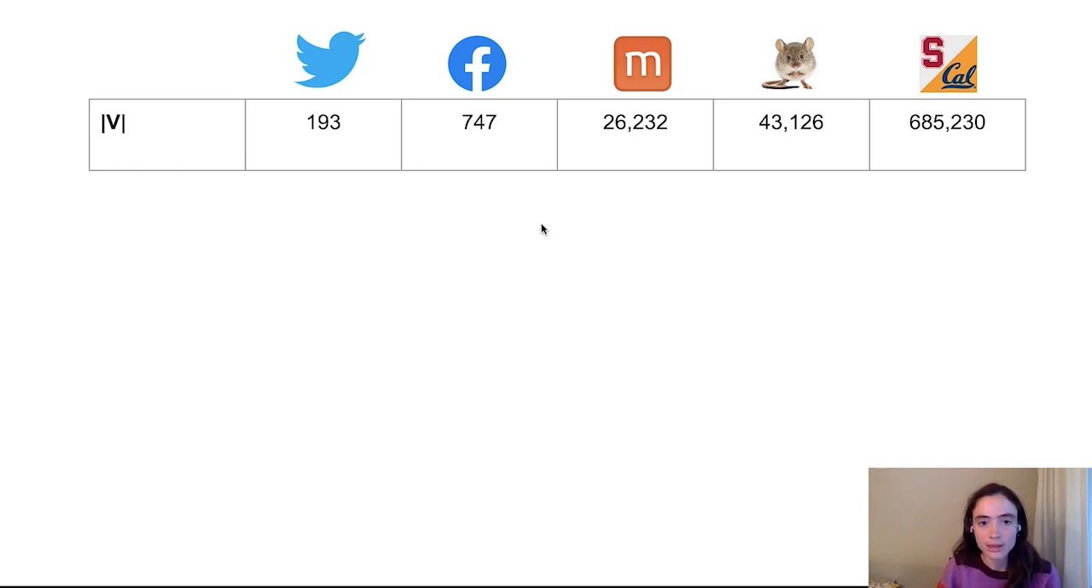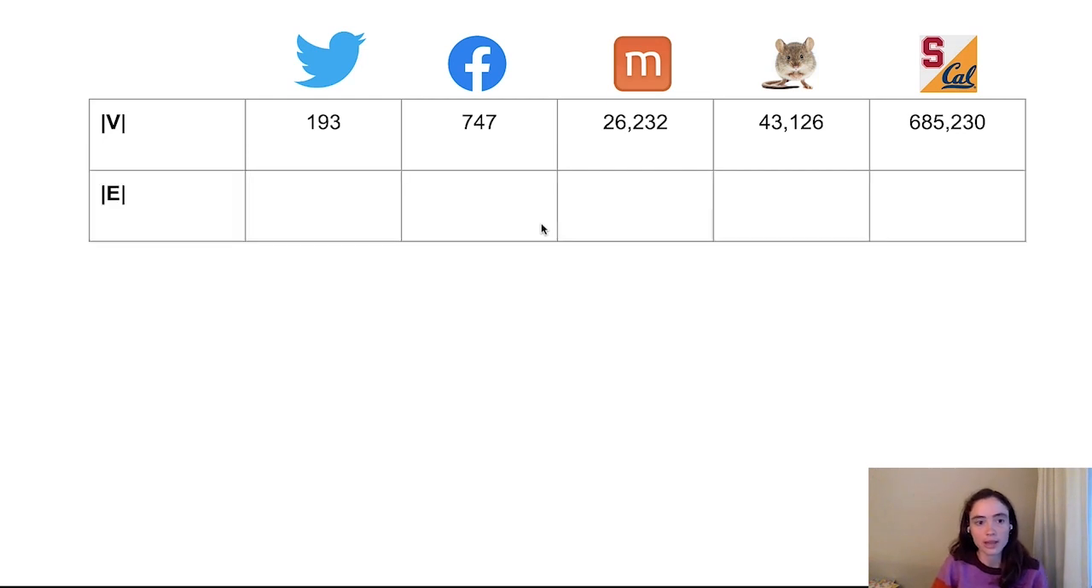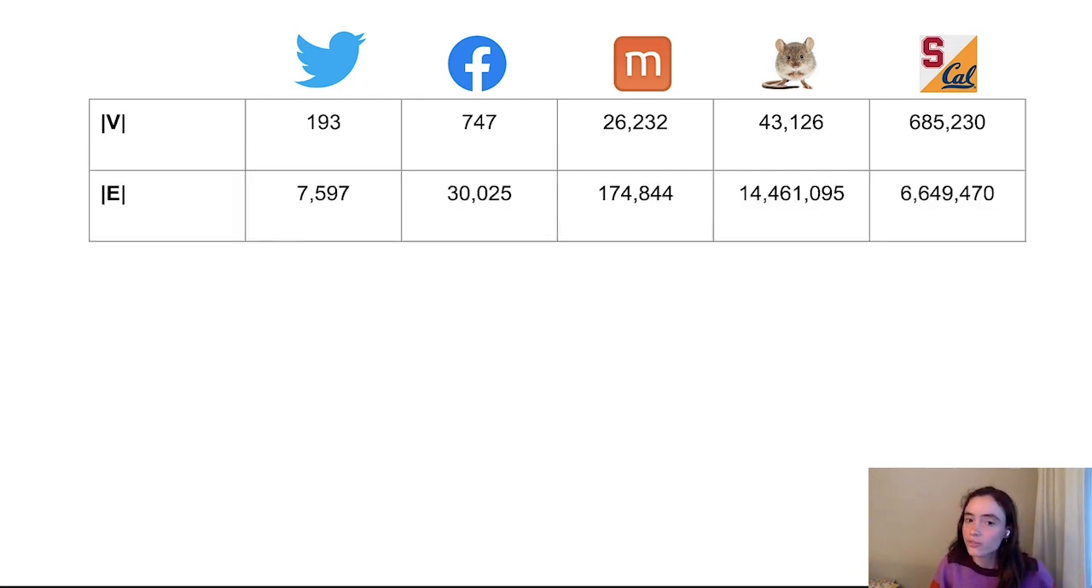And then the next most basic statistic we can look at is the number of edges. If we fill that in, we can see that even though the number of vertices are comparable between the Twitter and Facebook graphs, the Facebook graph has an order of magnitude more edges than the Twitter graph does. When we look at the Movielens and mouse data sets, we can see that the mouse data set has around 100 times more edges than the Movielens data set, even though they have similar numbers of vertices. And the mouse data set even has more edges than the Stanford Berkeley data set.